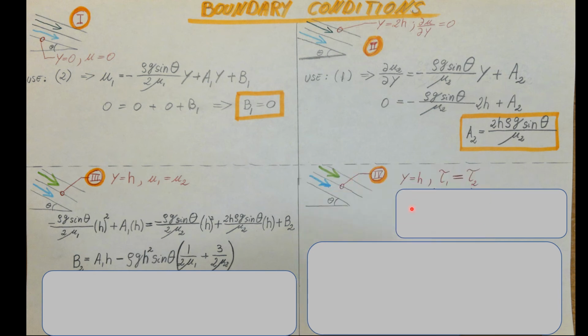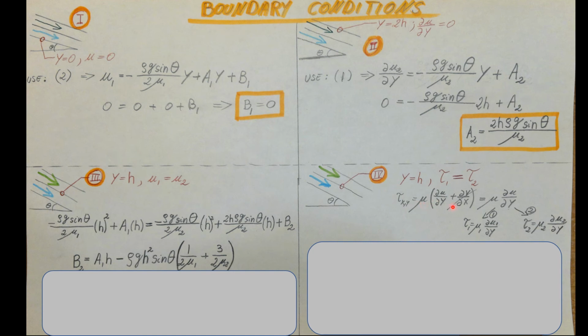Therefore, let's take a look at our fourth boundary condition in the same location on the interface between the two flows. Here y equals h, and we also know that the shear stress of 1 is equal to the shear stress of 2. Now, the generally written shear stress formula is dynamic viscosity times change of u with respect to y plus change of v with respect to x. Because we have a 1D flow, we can cross this guy out, and all we have left is this one, the dynamic viscosity times change of u with respect to y.